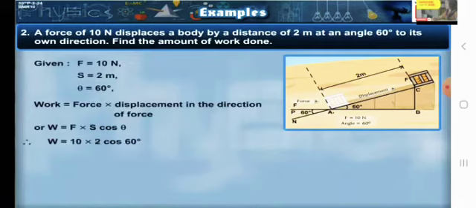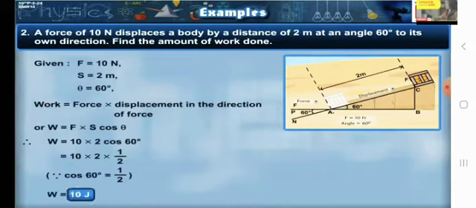Or W is equal to 10 into 2 cos 60 degrees, which is equal to 10 into 2 into half, since cos 60 degrees is equal to 1 by 2. Or W is equal to 10 joule.